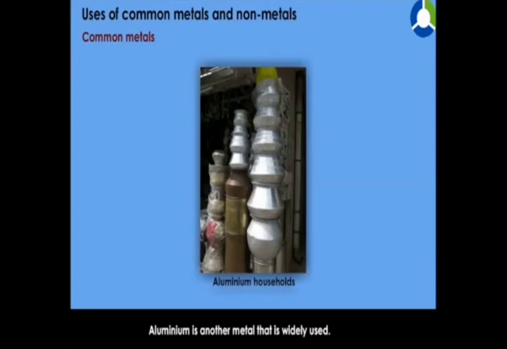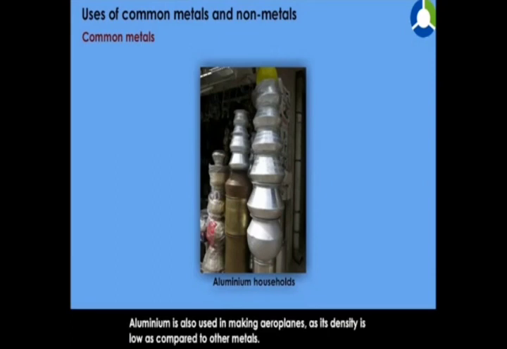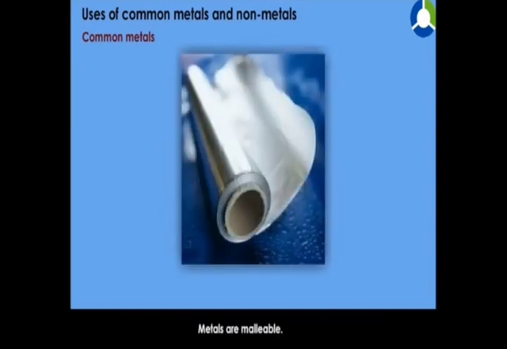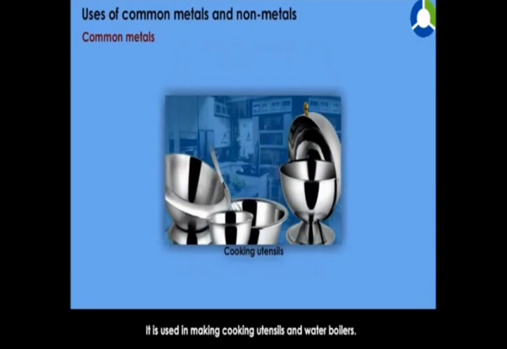Aluminium is another metal that is widely used. It finds use in making household items. Aluminium is also used in making aeroplanes as its density is low compared to other metals. Aluminium is used as wire for making electrical cable because it is cheaper than copper. Metals are malleable, and we know that metals are good conductors of heat, so they are used for making cooking utensils and water boilers.